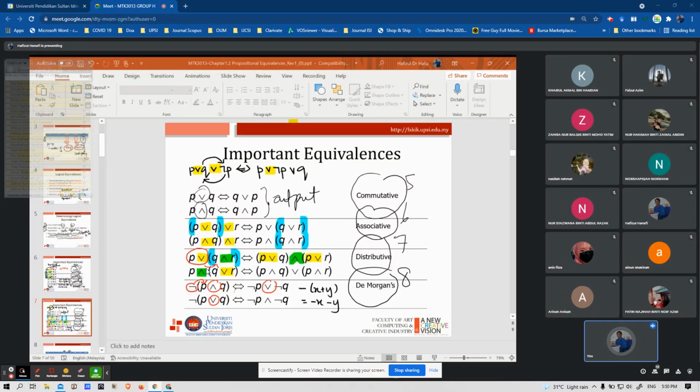And then the second one is the associative. Roughly speaking, this property also says that the order of operation does not matter. However, there is a key difference between it and the commutative property. The commutative property applies to operations on two logical statements, but the associative involves three logical statements.